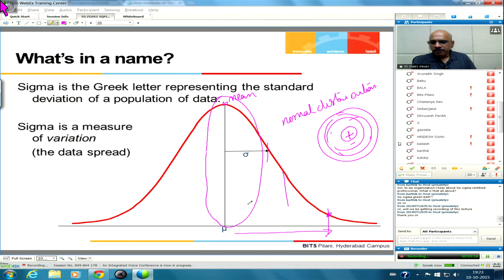Spread of the data points around the mean. The farther you go away from the mean, the probability of occurrence is less and less and less. So because it's asymptotical, it never reaches 0.